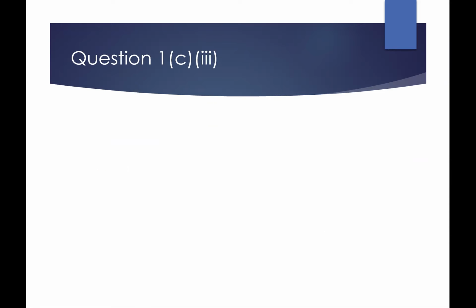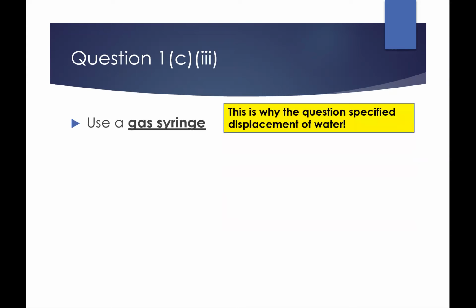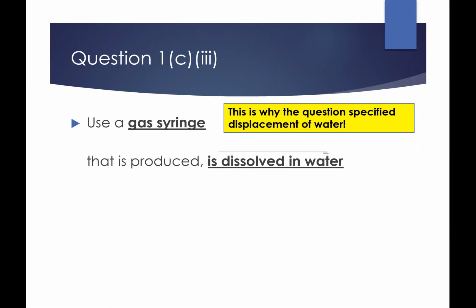And for the last part here, you have to use the gas syringe. I think most of you are able to do this, but if in your procedure you forgot that you were supposed to use displacement of water, then you would have no other way. You will probably think of some other weird method. So read the question carefully because they're trying to give you a backdoor. So this is really bonus marks here. And the reason for using a gas syringe rather than the other methods is because none of your carbon dioxide will be dissolved in the water.